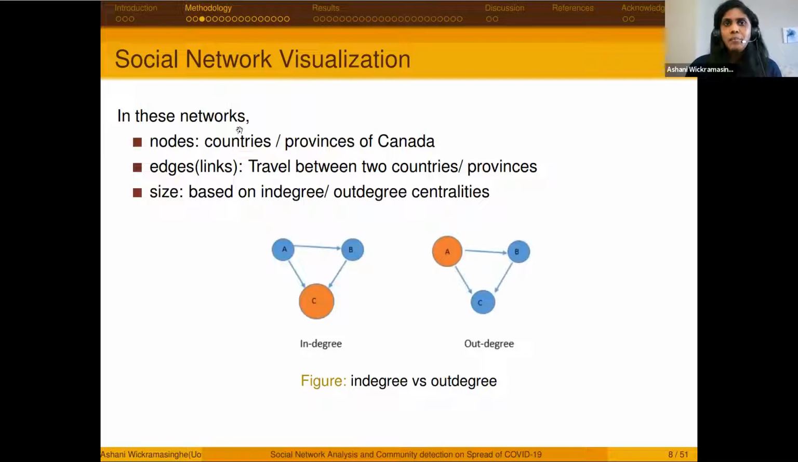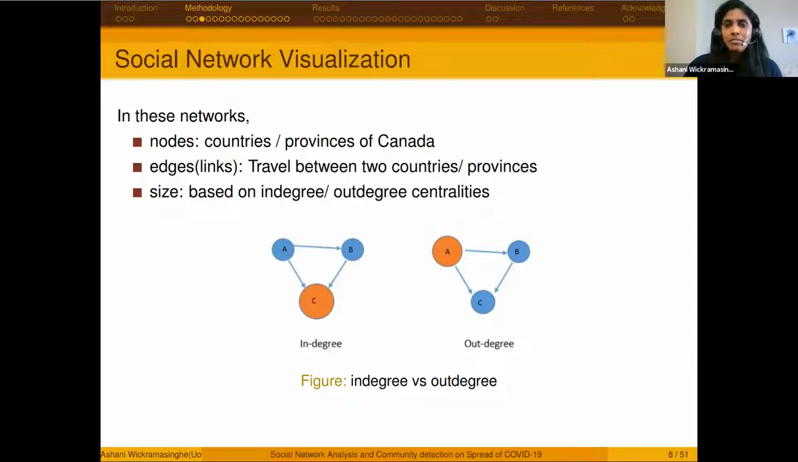In this study, when developing a network, we considered countries and provinces of Canada as nodes, and we created an edge or link between countries if a patient traveled between the two countries. Since we know the direction from where to where the patient has traveled, we created a directed network. The size of these nodes is based on in degree and out degree centralities.